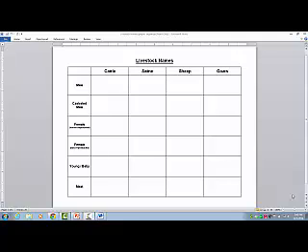Everybody should have the chart that I have passed out to you. It's got livestock names written up at the top. We are going to look at these different species: cattle, swine, sheep, and goats. Cattle refers to cows, and swine would be referring to pigs. Now on the left-hand column, these are all of the different types that we're going to be looking at for each species.